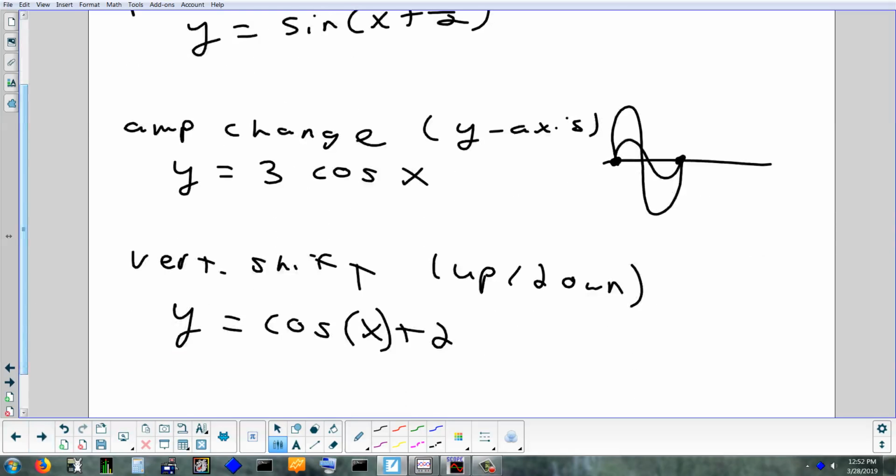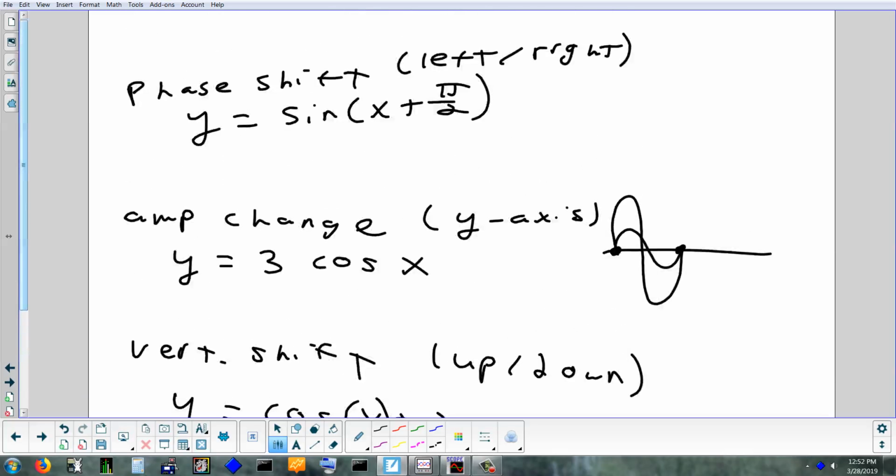Well, vertical. So which way? Up. So when you do vertical, plus is up, minus is down. Is that what you would expect, or is that kind of weird? That's what I would expect, right? Usually positive numbers go up, negative numbers go down. So amplitude change and vertical shift are like the normal ones.